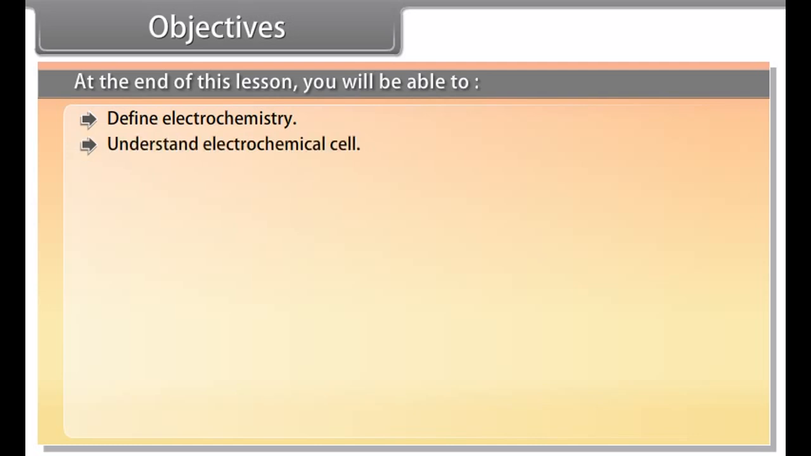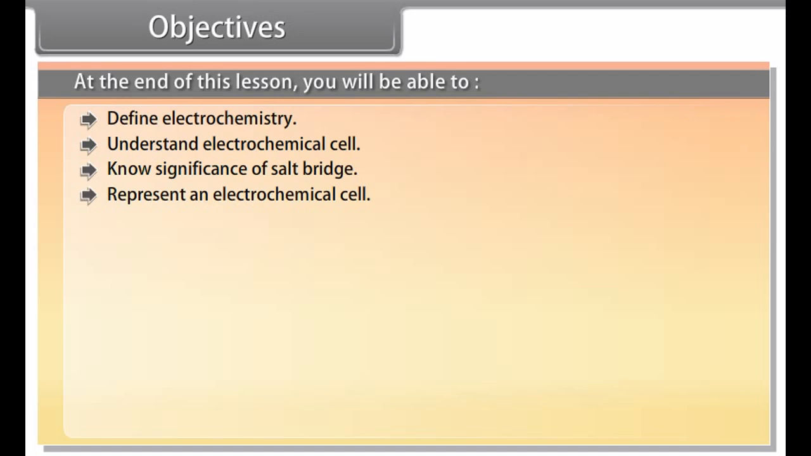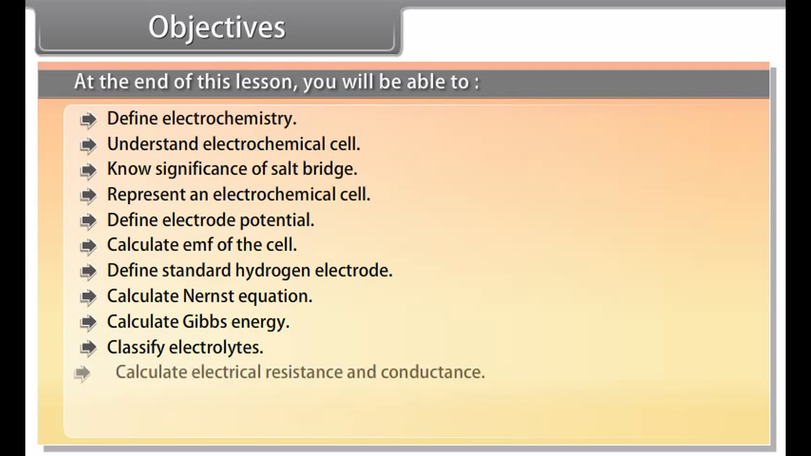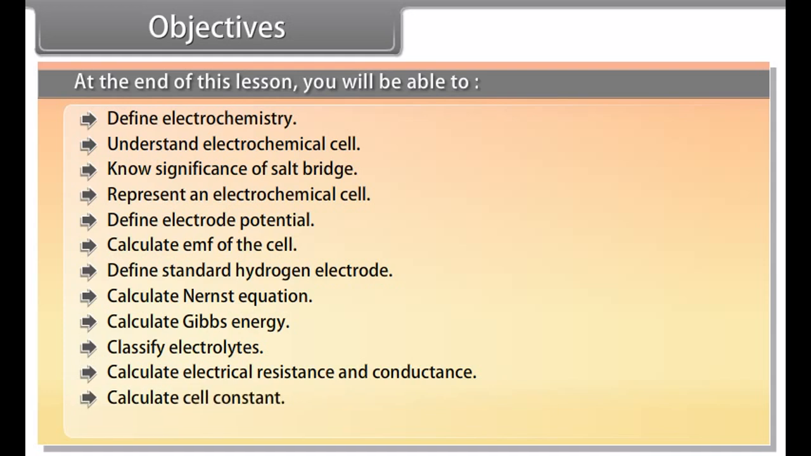Students, today we will study about electrochemistry. Objectives. At the end of this lesson, you will be able to define electrochemistry, understand electrochemical cell, know significance of salt bridge, represent an electrochemical cell, define electrode potential, calculate EMF of the cell, define standard hydrogen electrode, calculate Nernst equation, calculate Gibbs energy, classify electrolytes, calculate electrical resistance and conductance, calculate cell constant, and explain Kohlrausch's law.